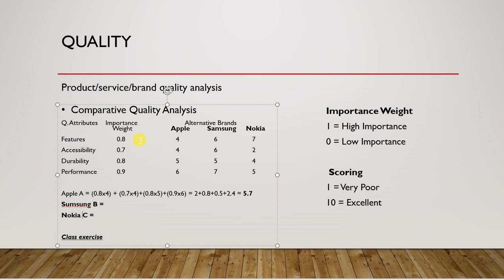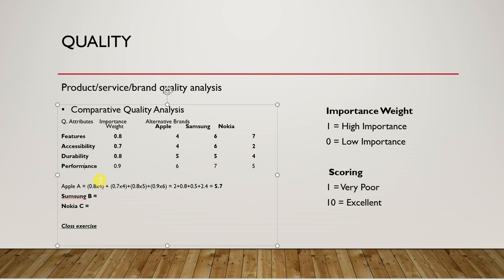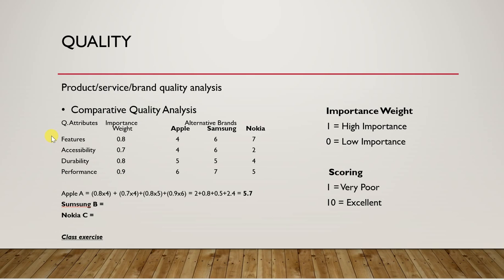And for Nokia, you will multiply 0.8 with 7, then 0.7 with 2, 0.8 with 4, and 0.9 with 5. And then you will see which one scores high. The brand that scores high has superiority over other brands in terms of these quality attributes. And this is a class assignment or exercise that you will do on paper, and then you will submit that to me, and it has 5 marks.